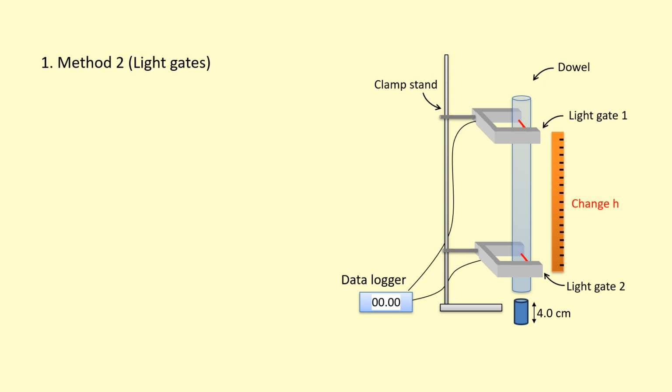And using the length of the card, or the dowel in this case, 4 centimeters, you can find the initial and final velocity. Again, we're going to try to plot a straight line, y equals mx plus c, but now we're going to use this equation, v squared minus u squared equals 2as.